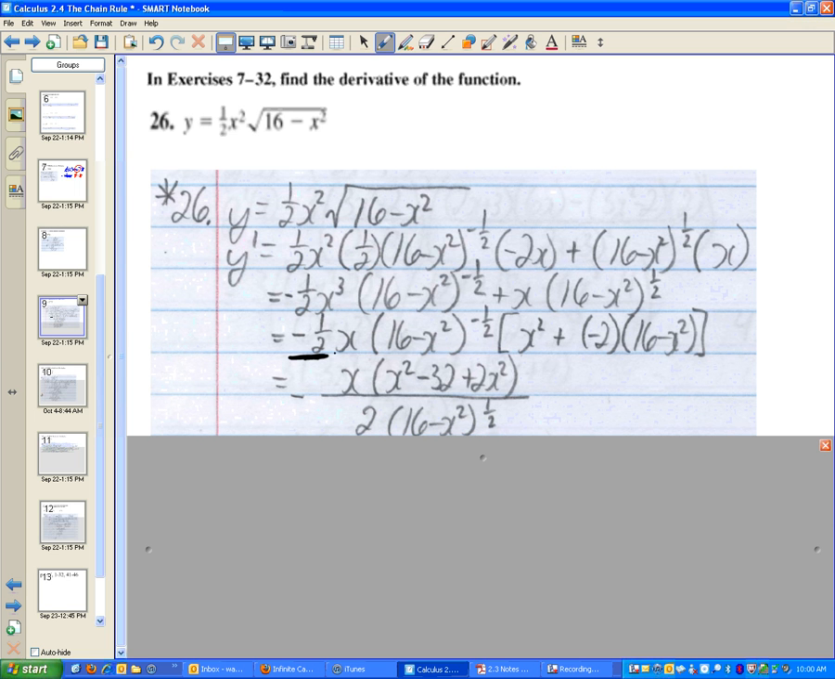So where's the x go, top or bottom? Top. A quantity to the negative 1/2. Where should I put that? Bottom. Make the exponent positive. So I did that. And then look at the bracket. The bracket's got to go in the numerator, doesn't it? Well, let's start simplifying it. So I've got the x squared, and then distribute the negative 2. Negative 2 times 16 is negative 32. Negative 2 times negative x squared is positive 2x squared.